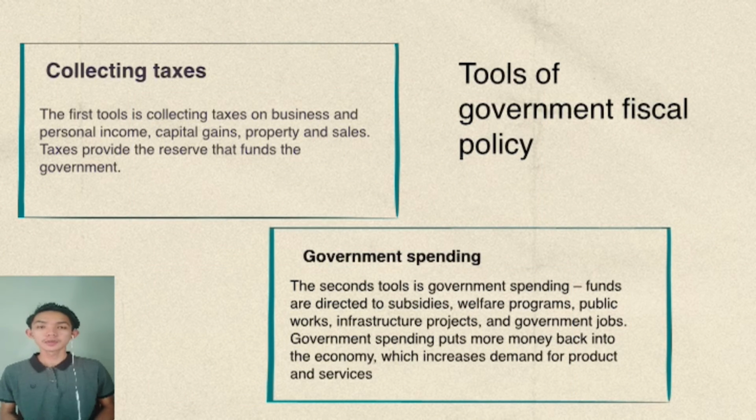Tools of government fiscal policy. The government has two tools it uses when implementing fiscal policy. The first tool is collecting tax on business, personal income, capital gains, property, and sales. Tax provides the revenue that funds the government. The second tool is government spending. Funds are directed to subsidies, welfare programs, public works, infrastructure projects, and government jobs. Government spending puts more money back into the economy, which increases demand for products and services.